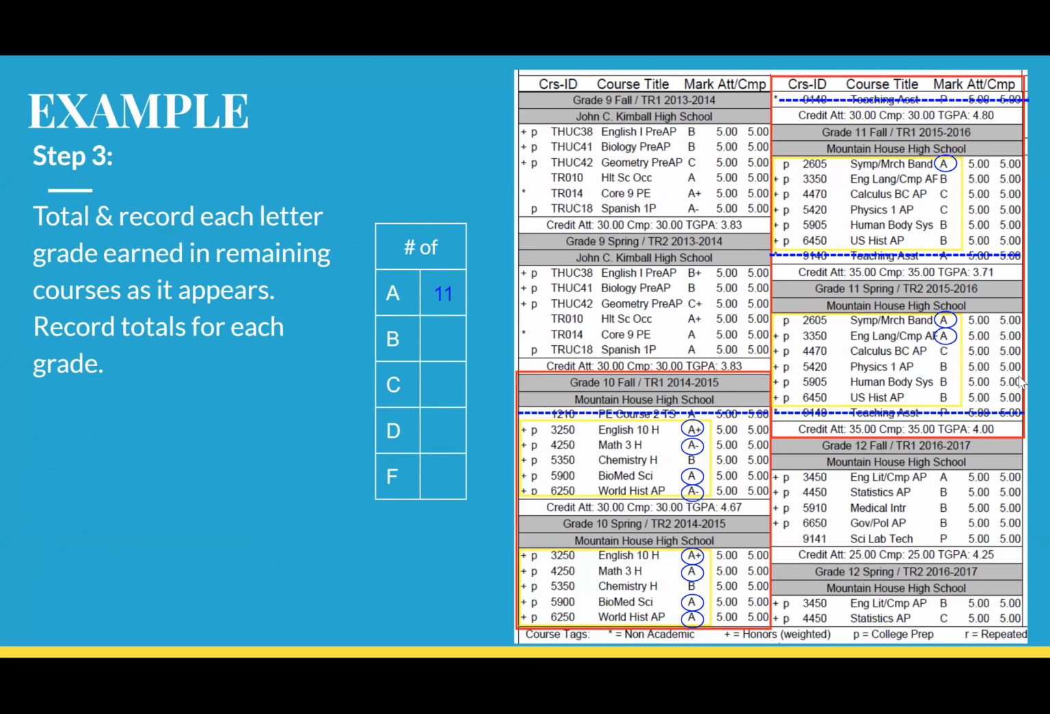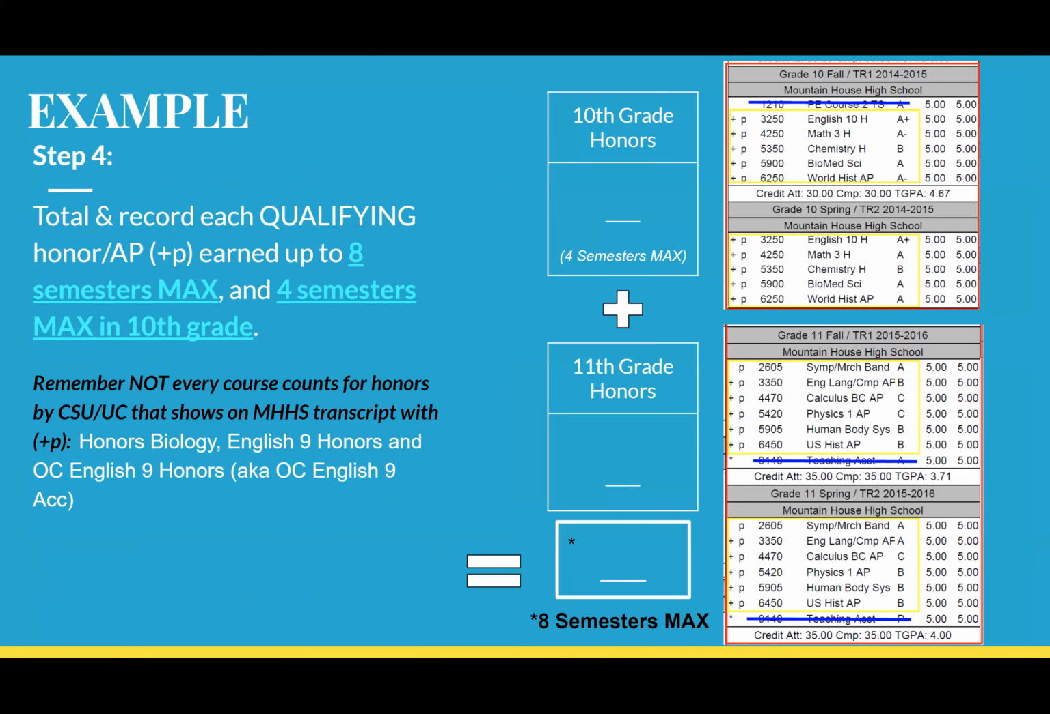The next step is counting all the A's. As you'll notice, there are some pluses and minuses. Mountain House High School doesn't really issue pluses or minuses, but we do have students that come from different schools that do. It doesn't matter if it's a plus or minus, an A is an A. Then you count all the B's, all the C's, and so on and so forth. And then we'll get to the AP and honors.